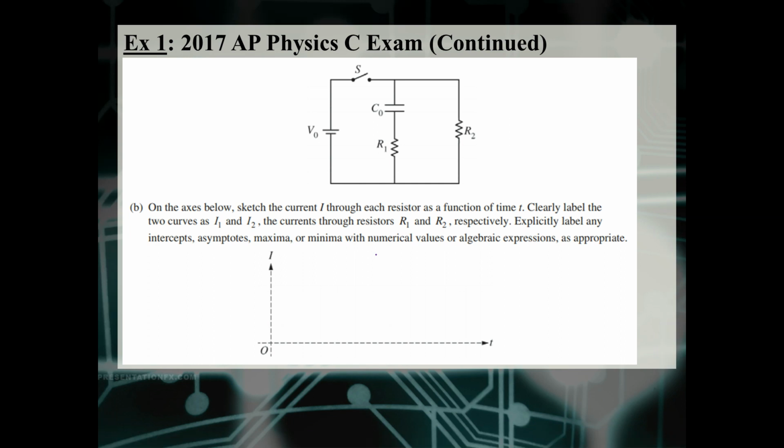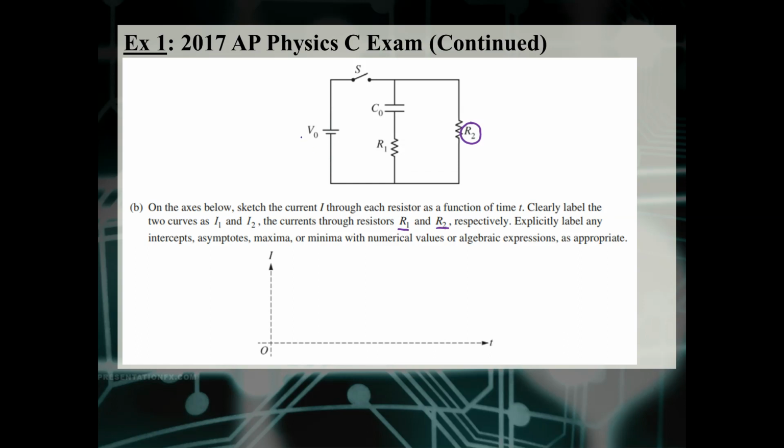Now, the next graph we have to do is a graph of current as a function of time, and it wants me to do two graphs on the same grid. We want to show the current through resistor 1 as a function of time, and the current through resistor 2 as a function of time. Let's worry about resistor number 2 first, because this is actually the easier one to deal with.